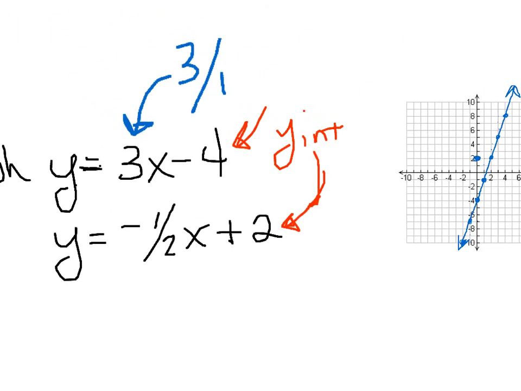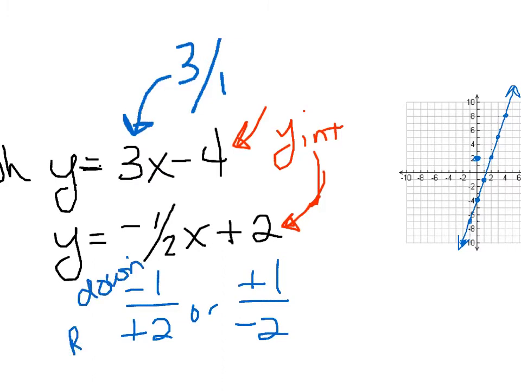Now the second equation, you remember, has a y-intercept of 2. That's a slope of negative 1/2. So that's one thing you want to make sure you're looking for, is that the slope is leaning in a negative direction, and I can write that as negative 1 over positive 2, or positive 1 over negative 2. Either way, you only have one negative. So either I go down and to the right, or I'm going to go up and to the left.